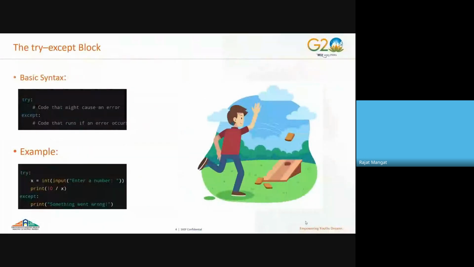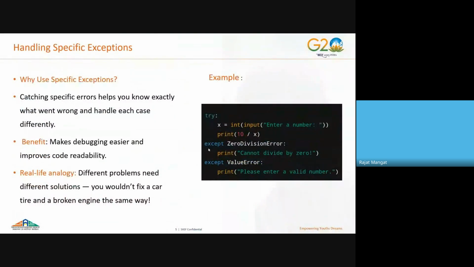So now let's move on to the next thing. Handling specific exceptions. In the earlier example, we were generalizing the error. We are not handling a particular error. We know that we are getting a zero division error, but we are generalizing it as something went wrong, and it is not very informative for the user either. So why use specific exceptions?